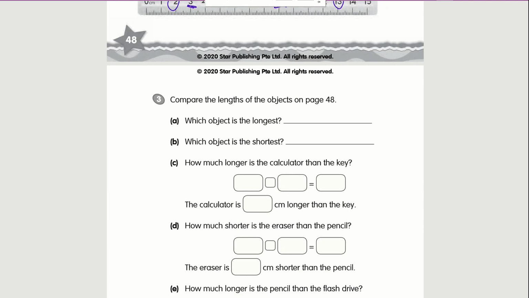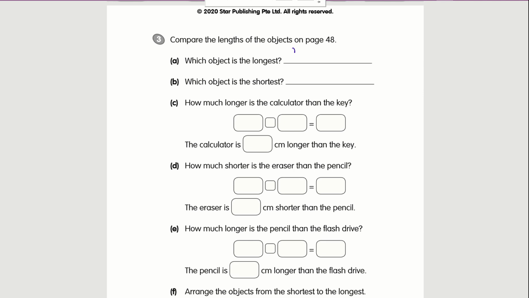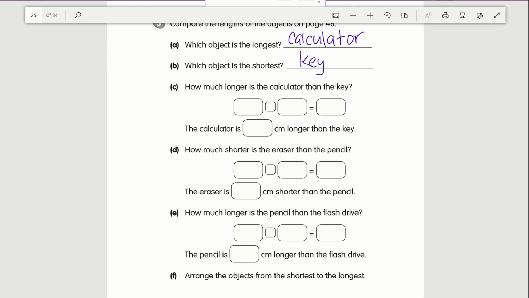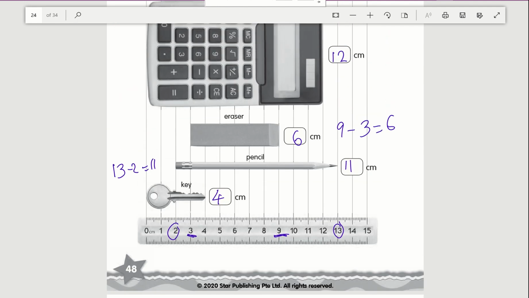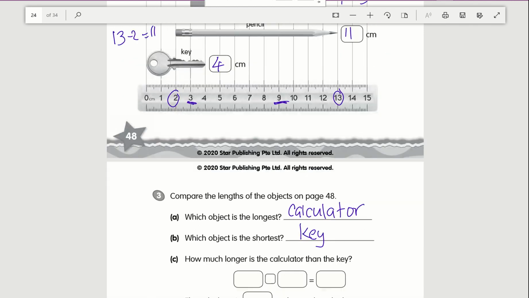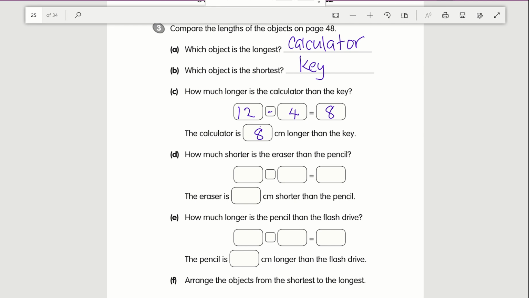Okay? Now, comparing the length of the object, so which object is the longest? It is the calculator. Okay, and which object is the shortest? It is the key. So how much longer is the calculator than the key? So we need to refer back to find out the length. Calculator is 12 and the key is 4 centimeters. So 12 minus 4 gives you 8. So the calculator is 8 centimeters longer.